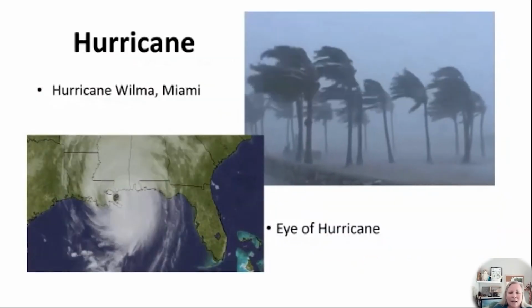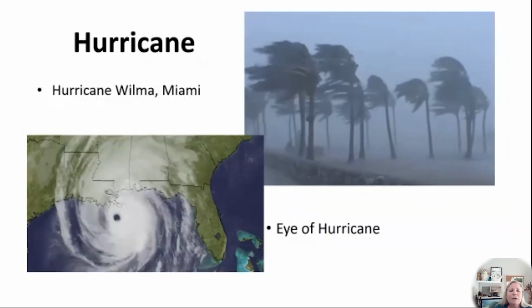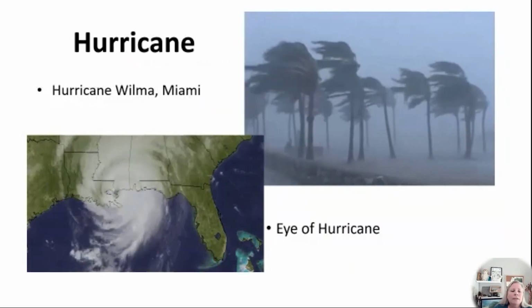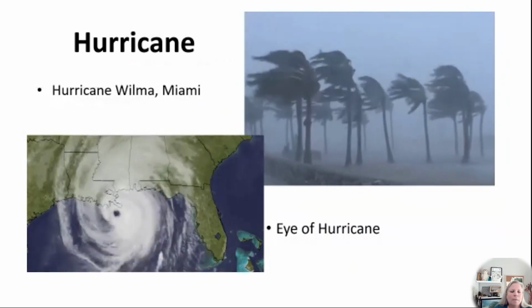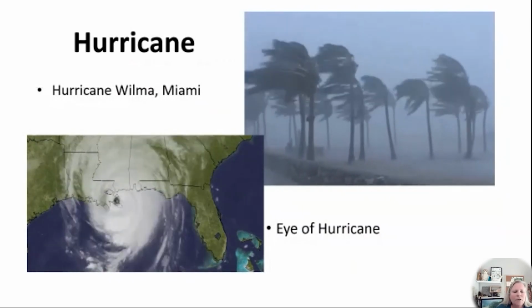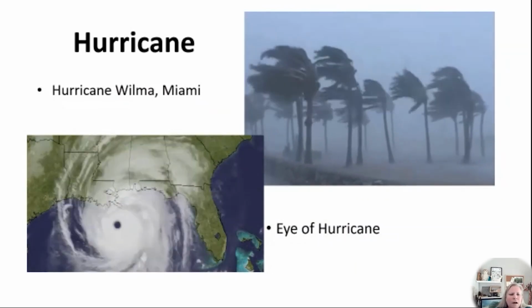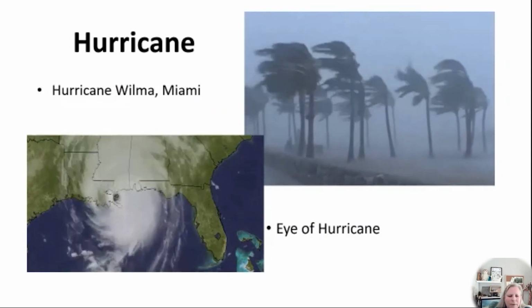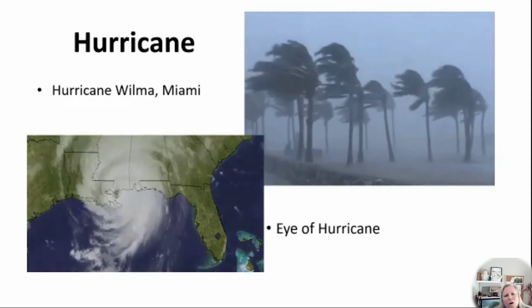Now, this is a hurricane. A hurricane is a storm that develops over ocean water. It picks up a lot of moisture there, and then sometimes it can come over land. Usually when it hits land, it starts to burn out most of its energy, so it starts to slow down. But here you see on the lower left, this is a picture of the hurricane coming in, Hurricane Wilma, down in Miami. And look at how it's coming in. You see the eye of the hurricane, and then you've got those spiral arms.